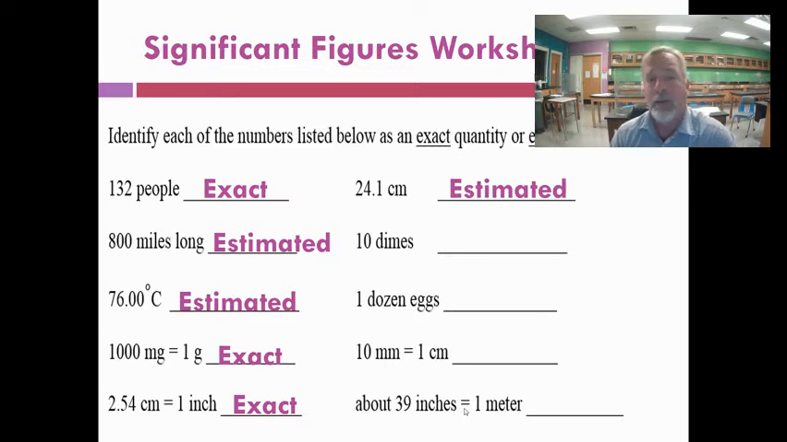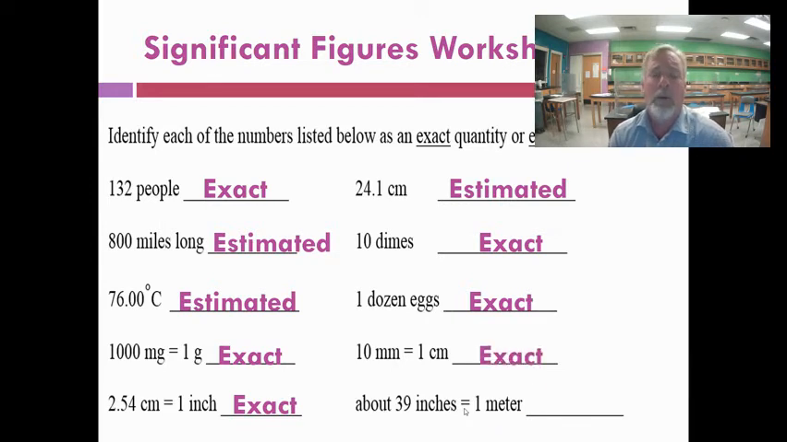10 dimes. Do we measure dimes? What would you use to measure dimes with? No, we count dimes. So this is going to be an exact number. Similarly with a dozen eggs, right? It's not something we measure. It's something we count. So we're going to call that an exact number as well. 10 millimeters equals 1 centimeter. Right there, again, you see 2 different units of measure. This is going to be a conversion. This will be exact. It's not a measurement.